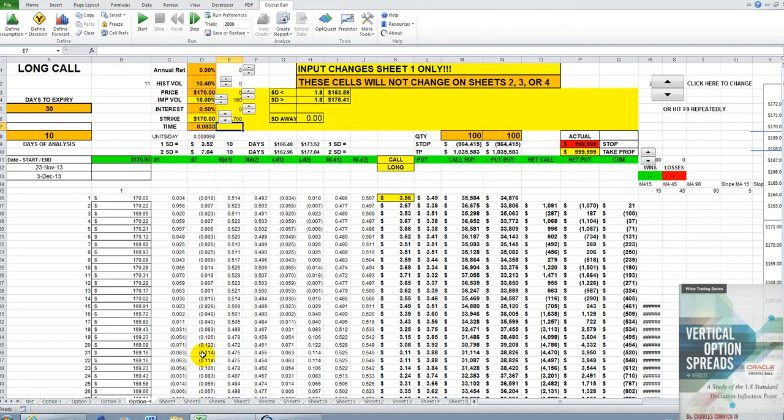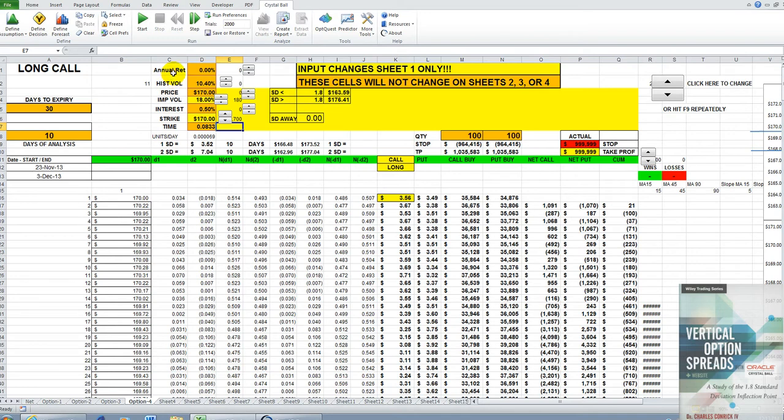All right, here's the deal. On this example, what we're trying to do is to say, all right, we're going to go long one call for 3.56. The asset's at 170. We're going to use a strike price of 170. We've got the historic volatility set up at 10.4%.